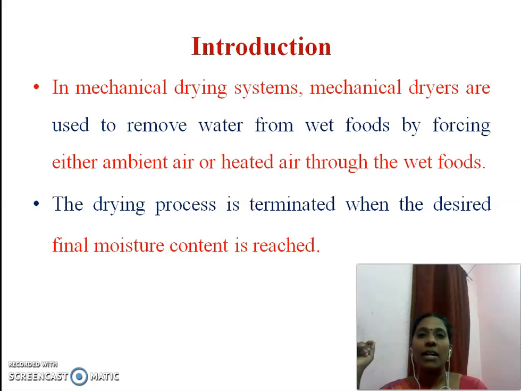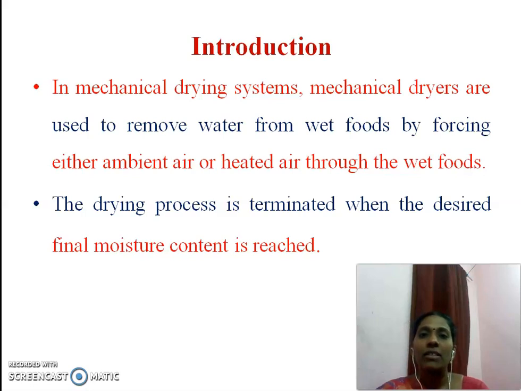In mechanical drying systems, mechanical dryers are used to remove water from the wet foods by forcing either ambient air or heated air through the wet foods. The drying process is terminated when the desired final moisture content is reached.